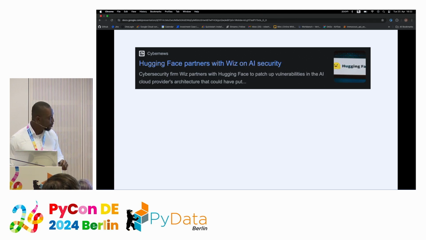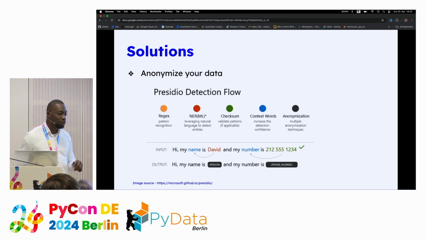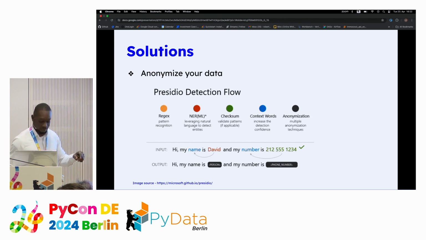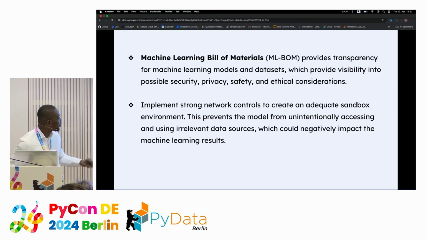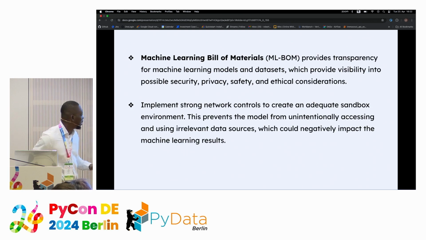So quickly to the solutions. One way is to use a product from Microsoft. Instead of you sending your data completely, because they use your data for training, you can just anonymize your data so that instead of David, you have a default name. You can give a default phone number or things like that, so that you don't send your important data to OpenAI or any of them.